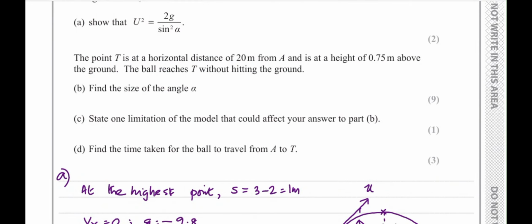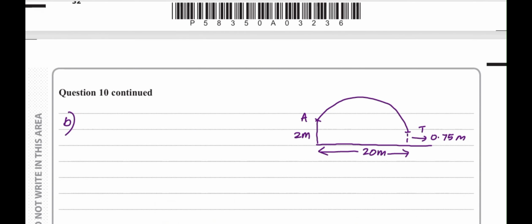Part B. The point T is at a horizontal distance of 20 meters from A and is at a height of 0.75 meters above the ground. The ball reaches T without hitting the ground. Find the size of the angle alpha. The question gives us both the horizontal as well as the vertical displacement at the target T. And at the target T, the time taken will be the same for both. So using the two SUVAT equations and substituting for the t value, we may be able to solve for alpha from there.